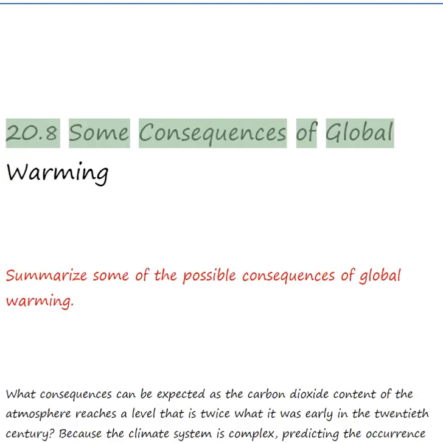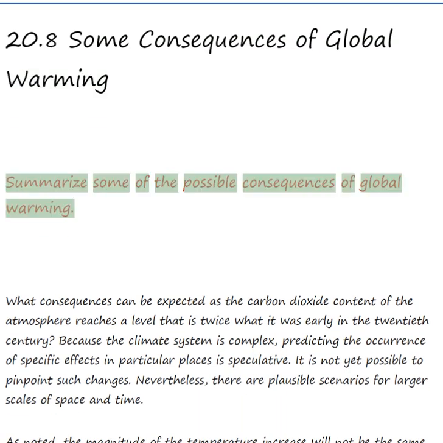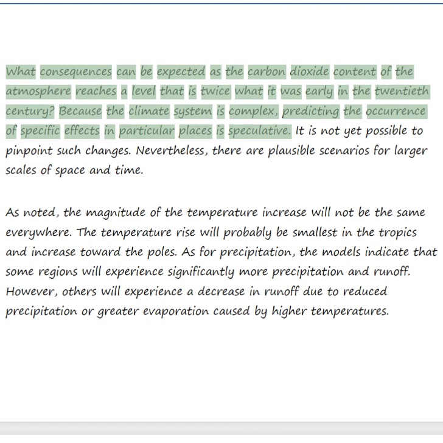20.8 Some consequences of global warming. Summarize some of the possible consequences of global warming. What consequences can be expected as the carbon dioxide content of the atmosphere reaches a level that is twice what it was early in the 20th century?